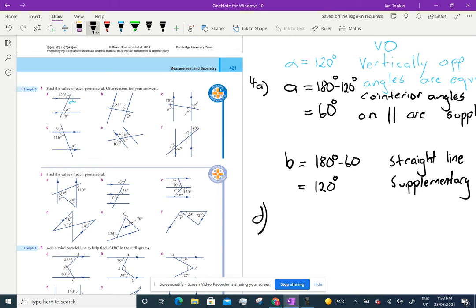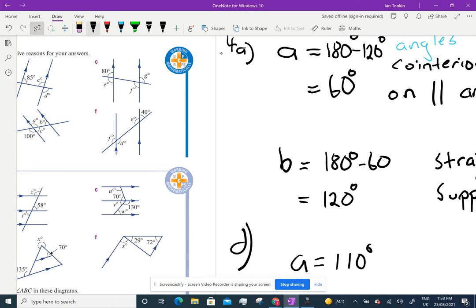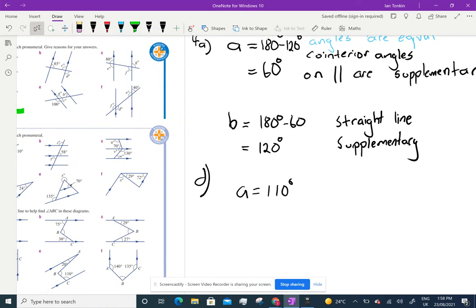If I have a look at D, well, A equals 110. Why? If you have a look at it, you can see there's the Z, which means A is 110 because alternate angles on parallel lines are equal.